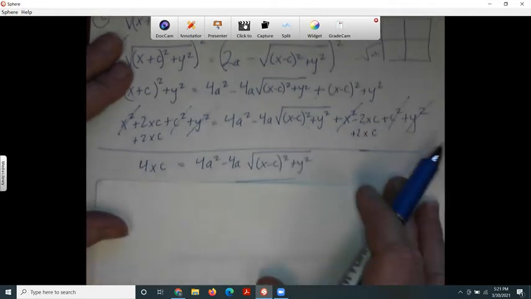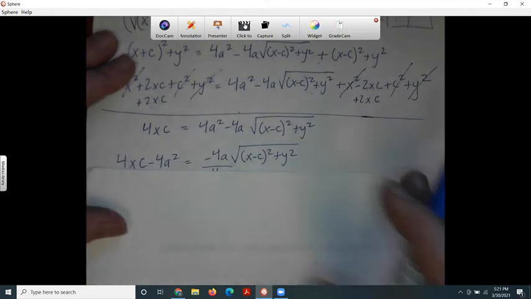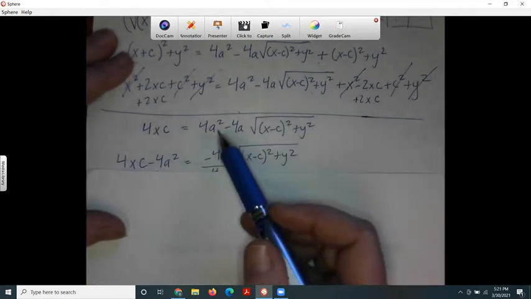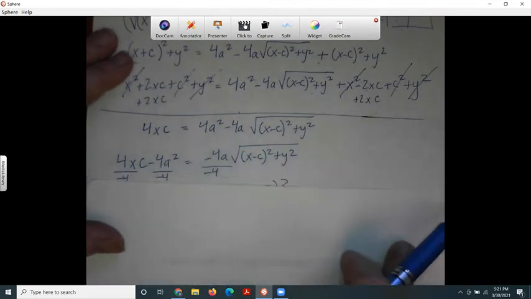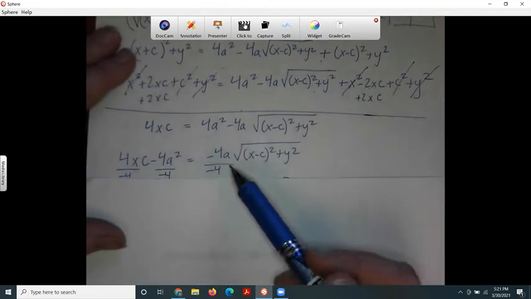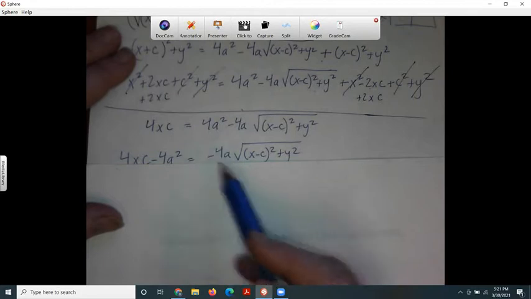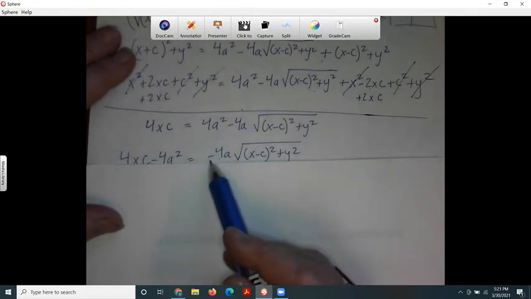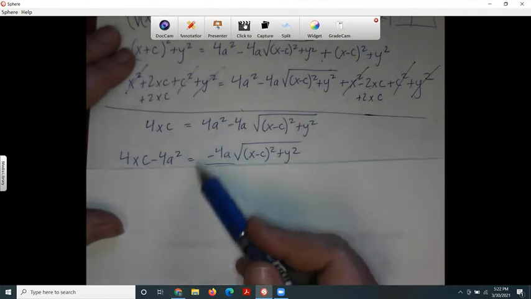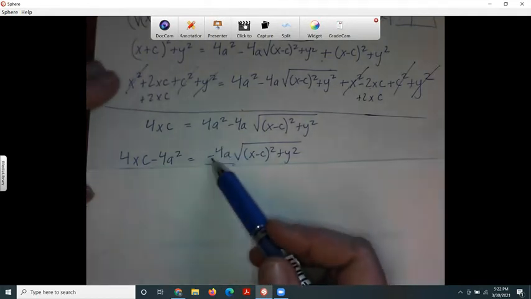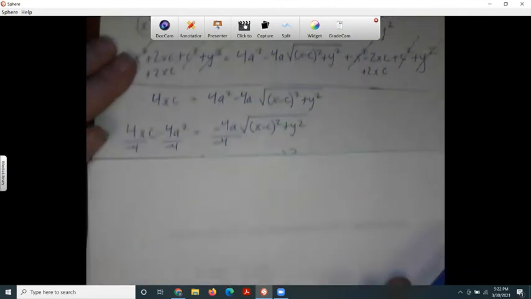So I think we'll just subtract the 4a squared. Okay, and then I subtracted the 4a squared, and I was going to go ahead and square, but I saw that I could just divide by negative 4 everywhere, and that would keep me from getting like a 16 or something when I square this out. So I just divided everything by negative 4.